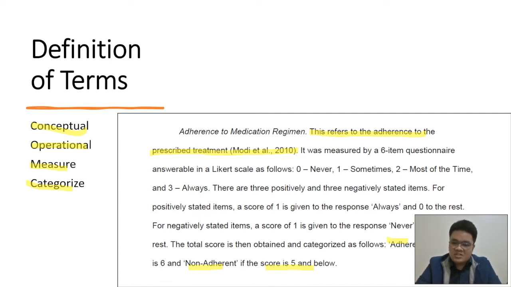But generally speaking, most, if not all, of the variables need to be defined in terms of conceptual, operational, how to measure, and how to categorize. This clear, accurate description of these variables would allow the reader to understand what you mean by adherence, what you mean by non-adherent, what you mean by adherent.